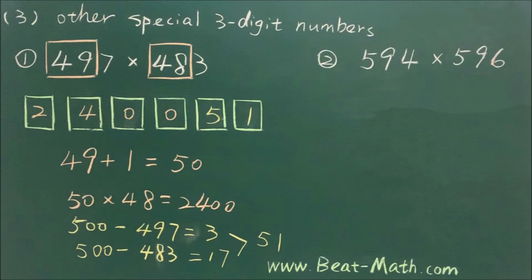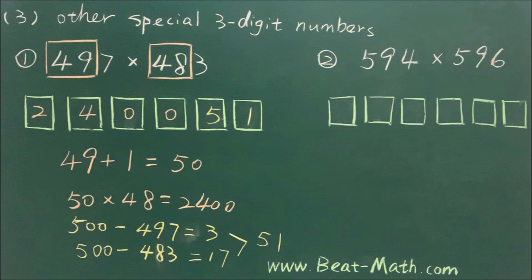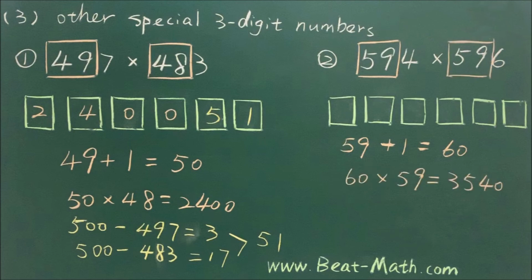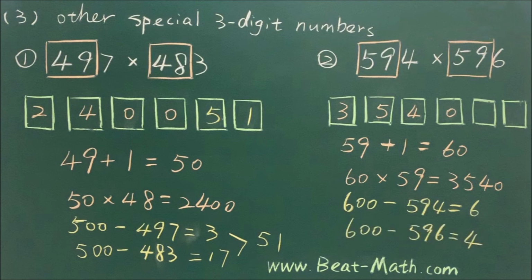594 times 596. The first step is to add 59 plus 1, which equals 60. 60 times 59 is 3,540. It's the first part of the answer. The next step is 600 minus 594, which is 6. 600 minus 596 is 4. The product of 6 and 4 is 24. We put 24 after 3,540 and we get the answer of 354,024.